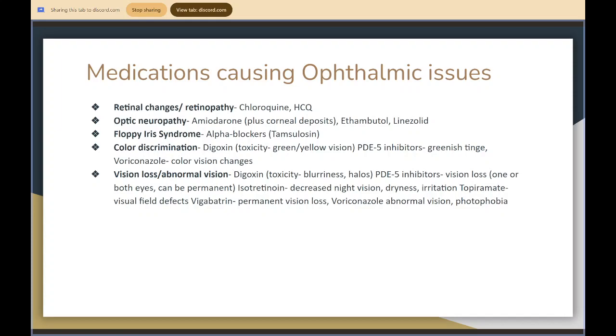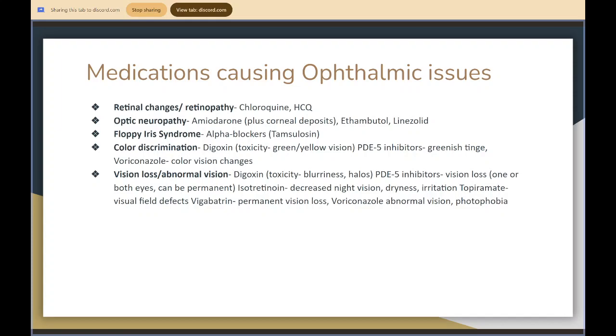Next, we have floppy iris syndrome. This is an adverse effect of alpha blockers like tamsulosin. And you may think tamsulosin is not used topically. However, there are alpha receptors in the eye, and therefore this can be an adverse effect.